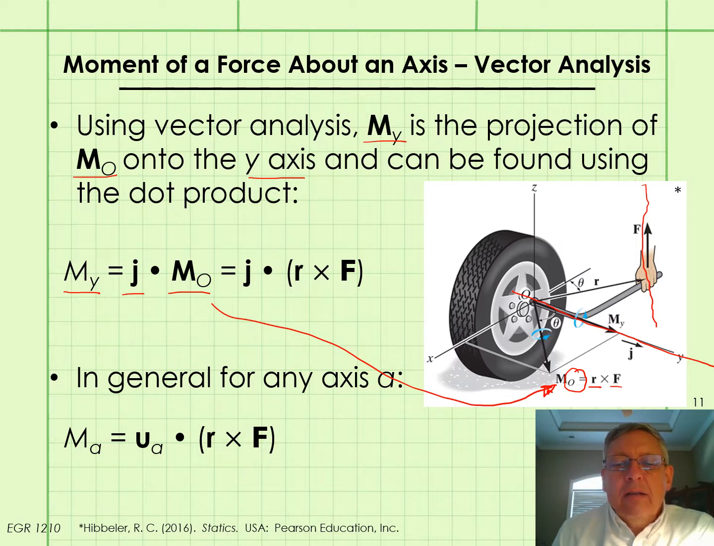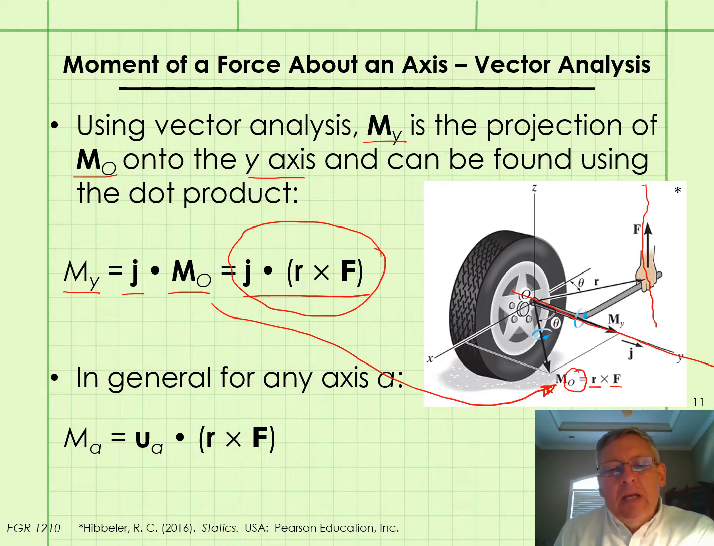So we're going to substitute r cross F for M sub O, and we end up with j dot r cross F. Now this is also known as the scalar triple product. In general, for any axis A, we can find the magnitude of a moment about that axis by taking a unit vector along that axis and dotting it with r cross F.